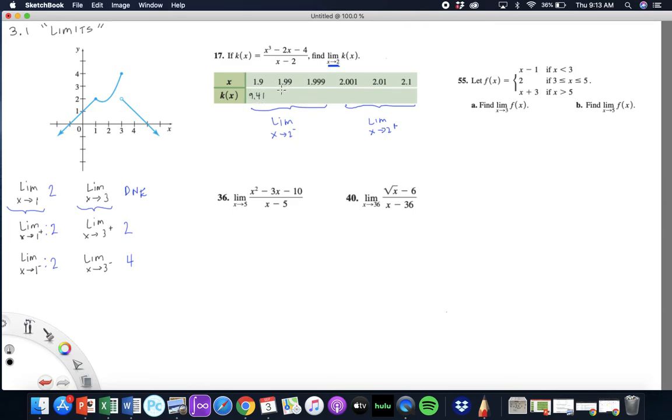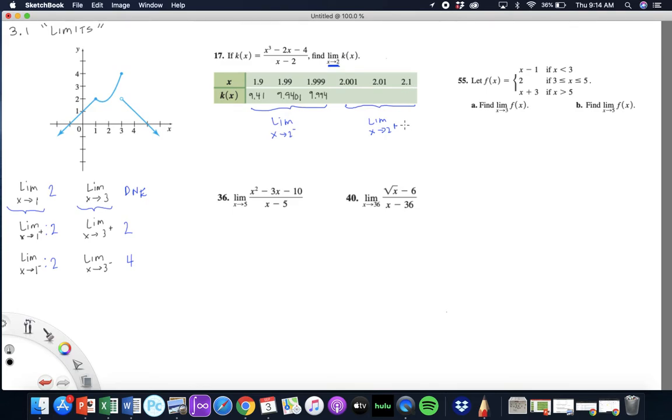If I plug in 0.999, I get 9.9401. If I plug in 1.9999, I get 9.994. And so some of you can see that as I'm approaching 2, I'm getting closer to some number here. Okay, so this is just the left side.